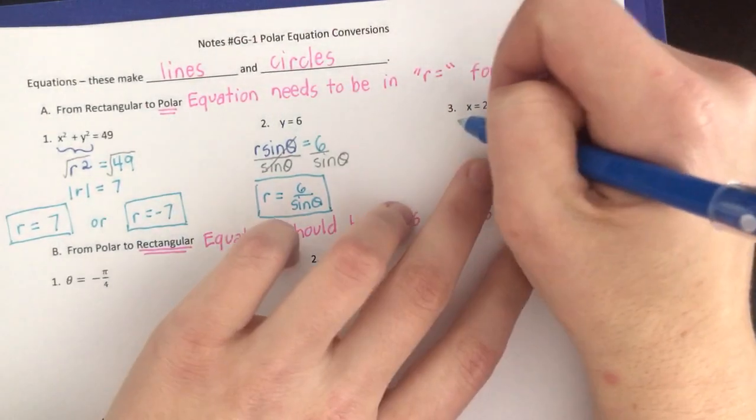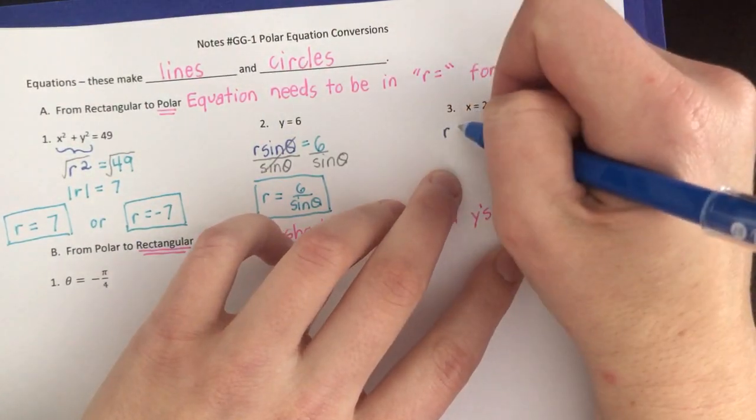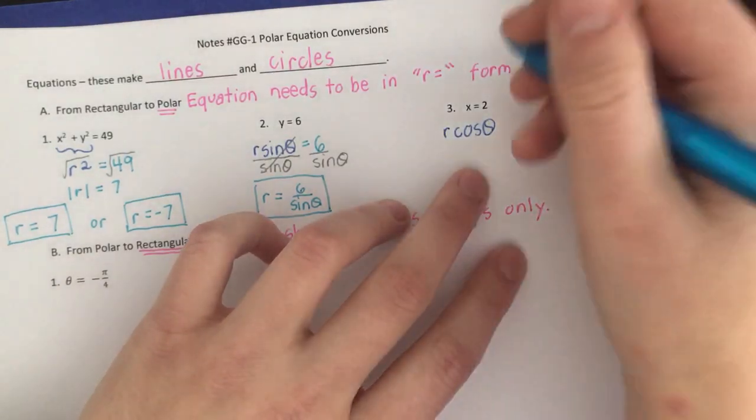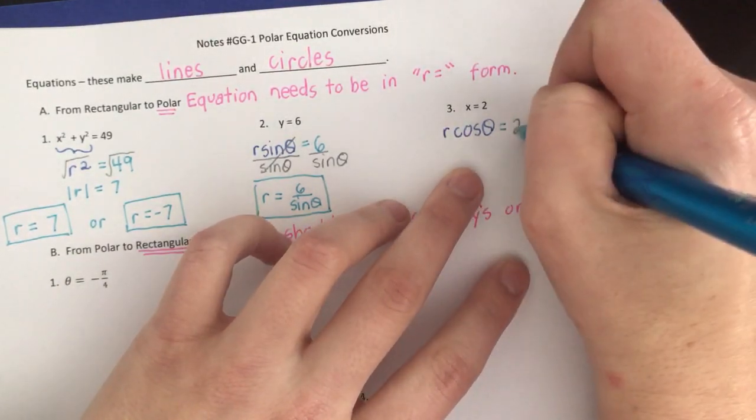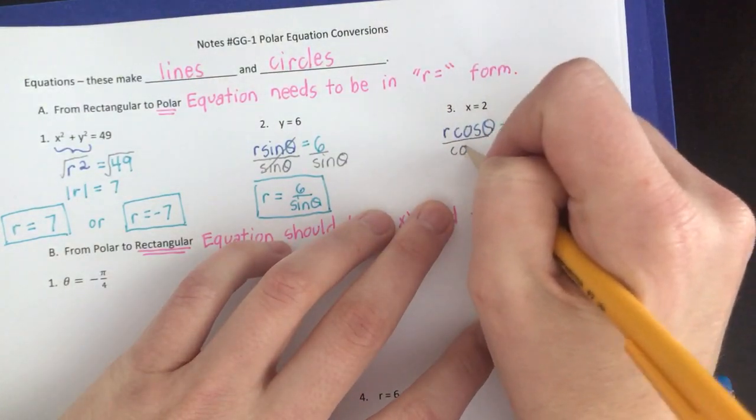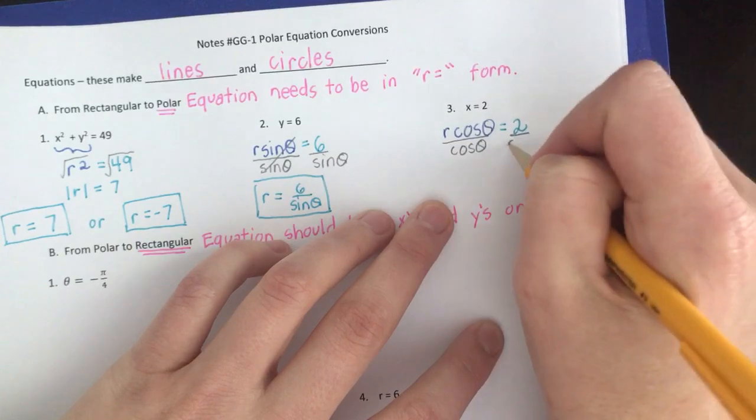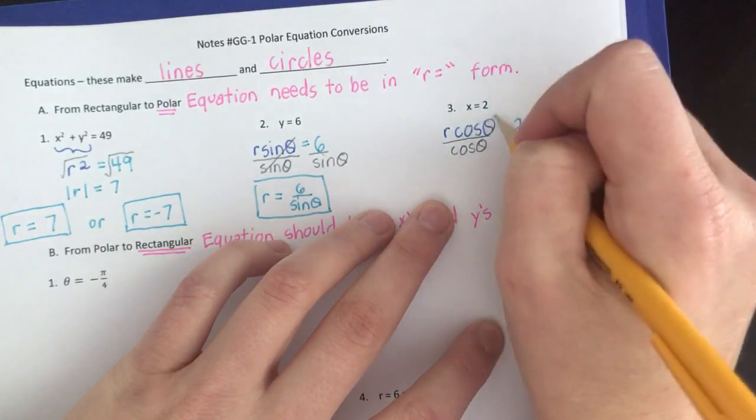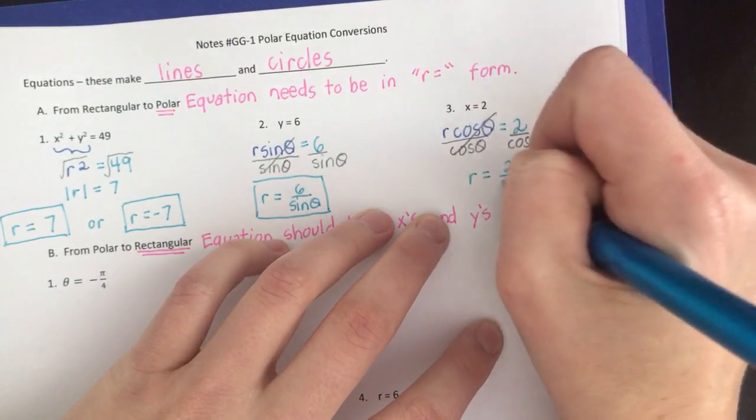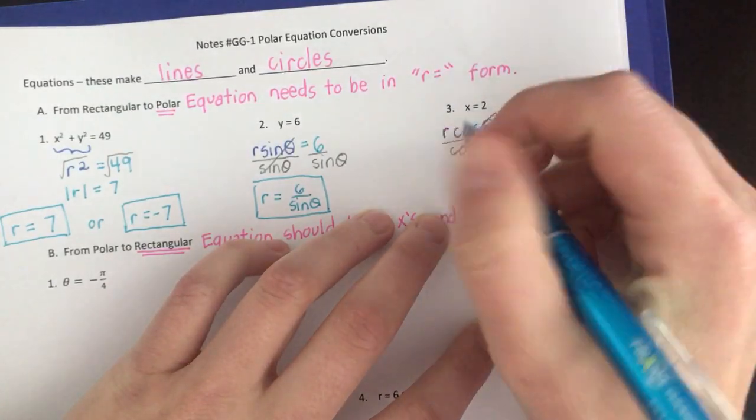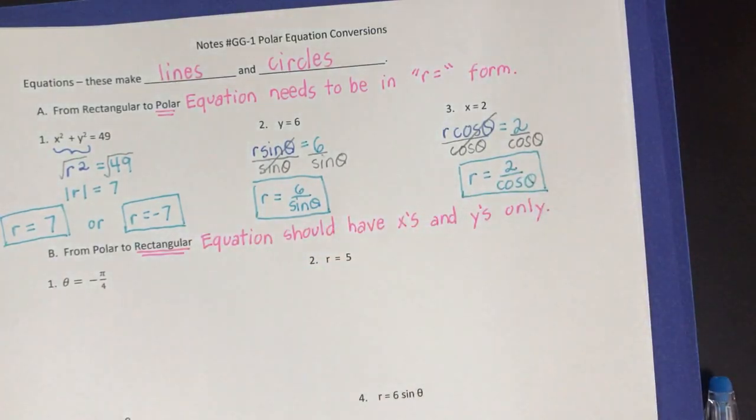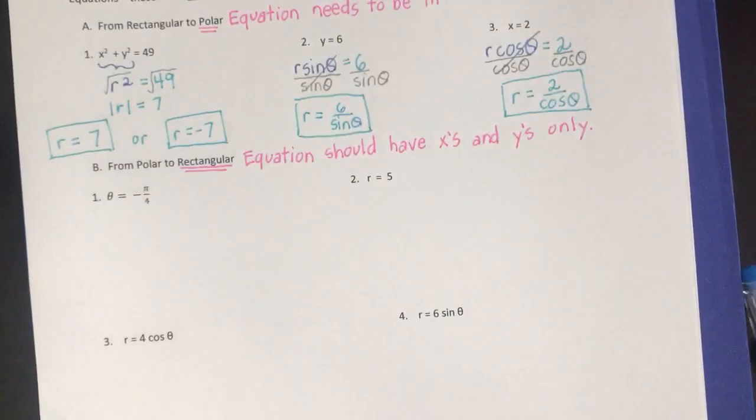Similarly, here we have x equals 2. We know that x equals r cosine theta, so r cosine theta equals 2. To get rid of the cosine theta, divide both sides by cosine theta. Then you get r equals 2 divided by cosine theta. So that's all we're doing in part A. Let's look at part B.